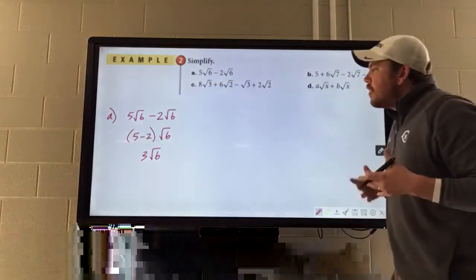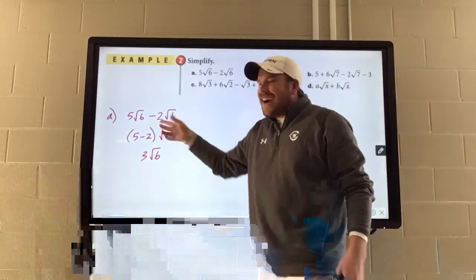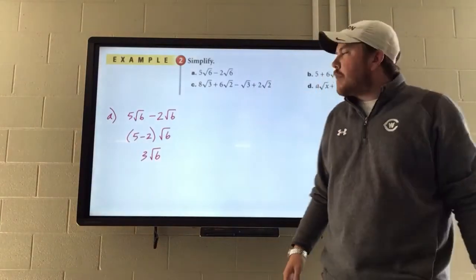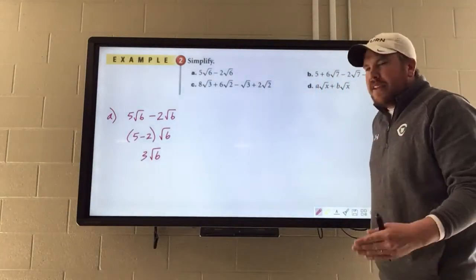All right? Another way of thinking about it is they're kind of like terms. It's probably not the exact vocabulary we want to use there, but it gives the idea of what's going on.